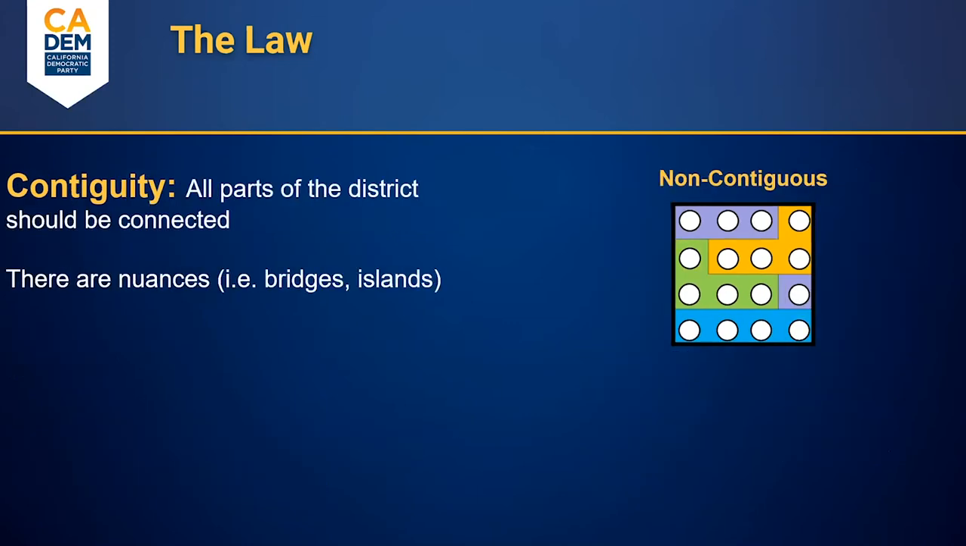Contiguity, another one that seems pretty simple. You can see on the right, the purple district, the 1 dot isn't touching the rest of the district. That would be considered non-contiguous. There are nuances to this as well. Where does Catalina go? Is the bridge that connects Coronado to the rest of San Diego considered contiguous or not? So there are nuances even in relatively simple concepts. We advance the slide.